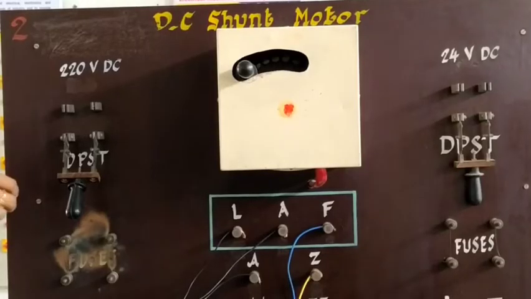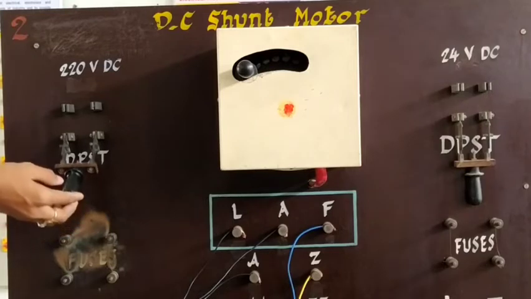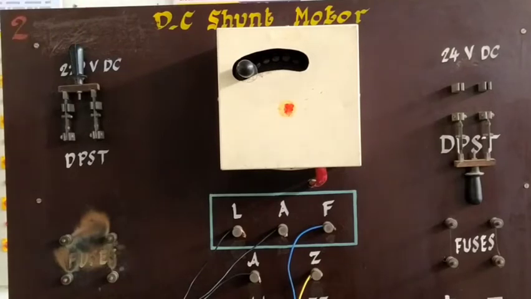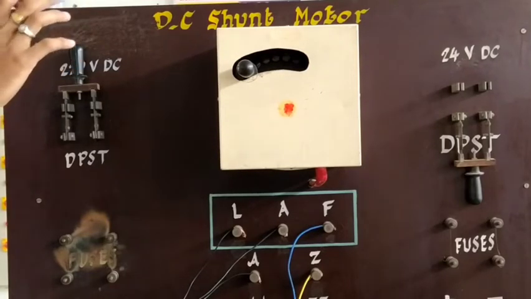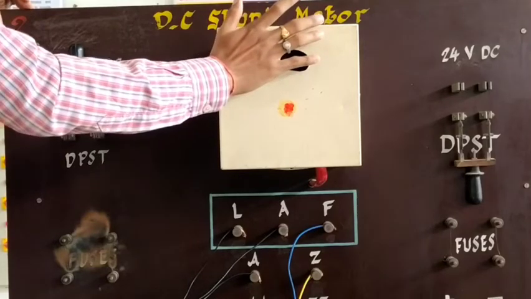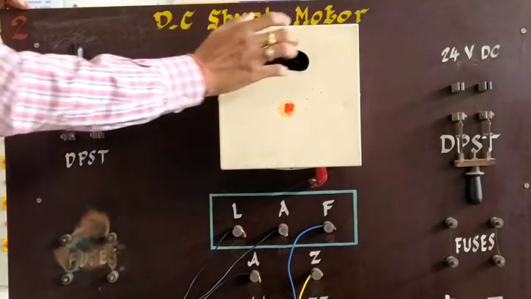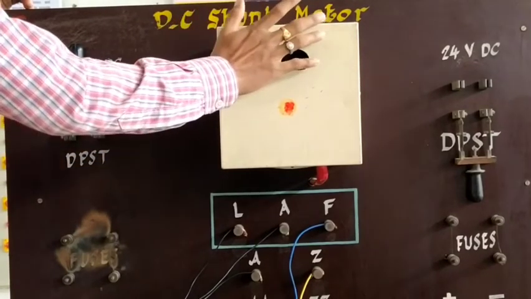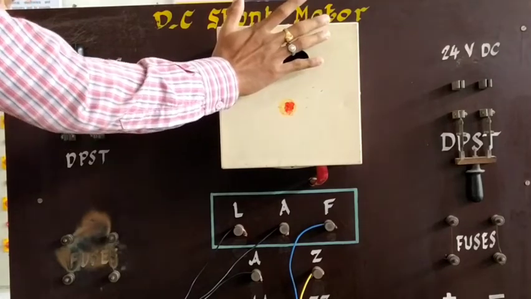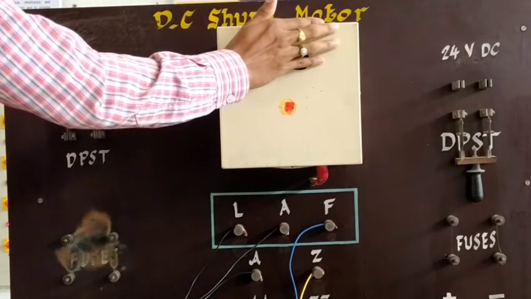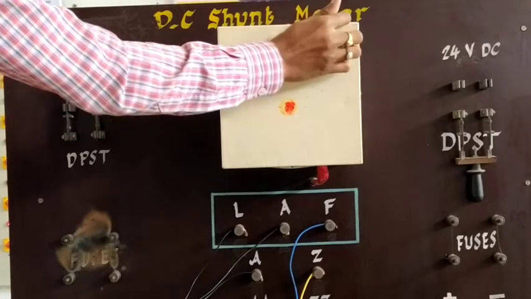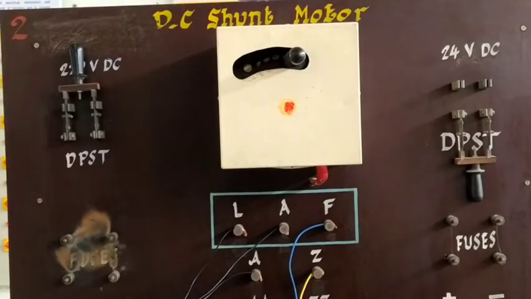So now we have to switch on the machine. With the help of the DPST, double pole single throw, we are switching on that machine, right? Then we have to slowly move the starter stud from the minimum position to the maximum position, so that the motor starts rotating. Okay. So now I am switching on with the help of the 3-point starter. So just moving this. Right. Now the motor is switched on. Then we'll see the readings.